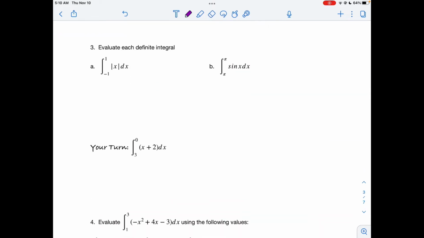Okay, now we're going to find the integral from -1 to 1 of the absolute value of x. So we're going to start by graphing y equals the absolute value of x, starting at -1 and ending at 1. So it's the V shape like this.